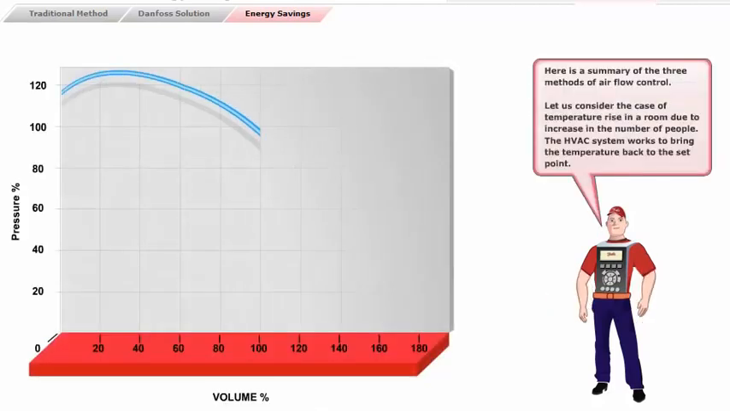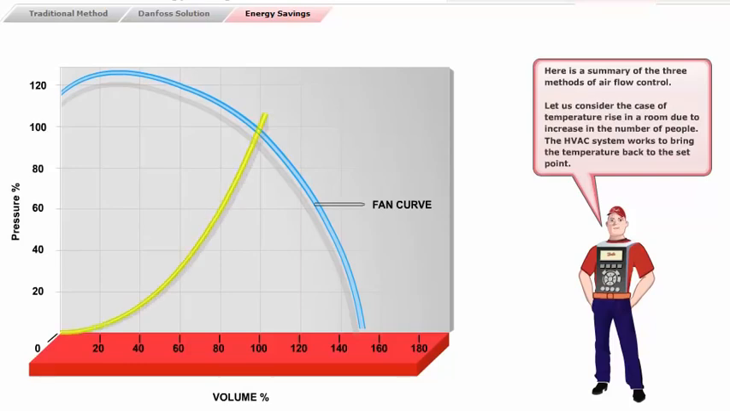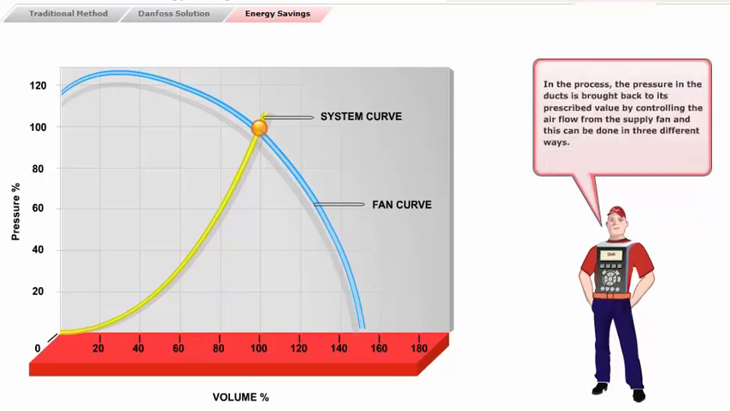Here is a summary of the three methods of airflow control. Let us consider the case of temperature rise in a room, due to increase in the number of people. The HVAC system works to bring the temperature back to the set point. In the process, the pressure in the ducts is brought back to its prescribed value by controlling the airflow from the supply fan, and this can be done in three different ways.